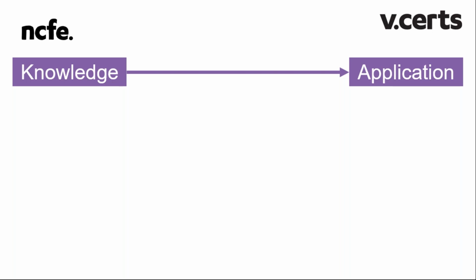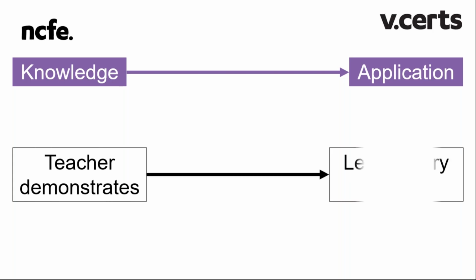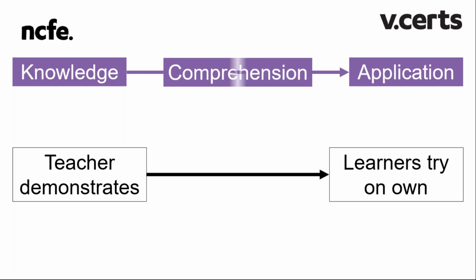If we looked at a common classroom approach, we could say that it is two steps. The teacher delivers the content to the learners, explains the content, shows them what to do, and then the learners are given some of their own questions or problems to have a try of. So instead of going straight from knowledge to application, we could throw in an additional step in there, comprehension. So this is to make sure the learners do understand the content.